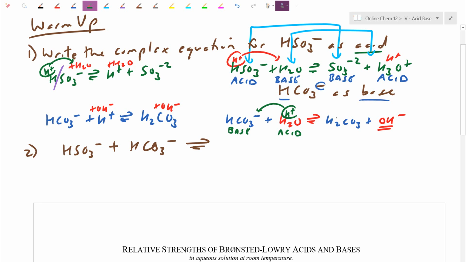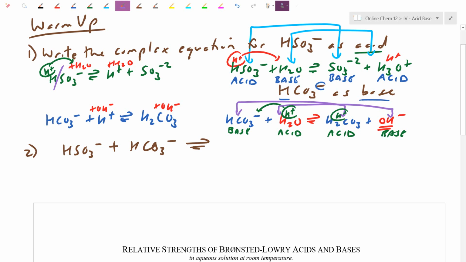Then the H2CO3 is currently holding the football, so this is now the acid form, that's the conjugate acid, and the OH minus is the conjugate base. Again, we form two conjugate pairs here, one on either side. You have to have one acid and one base on both sides of the equation.